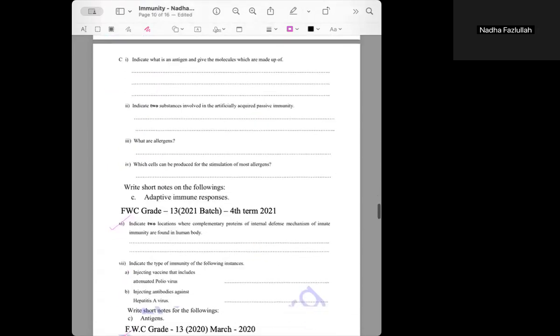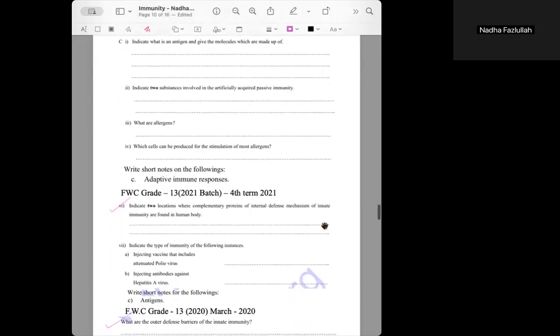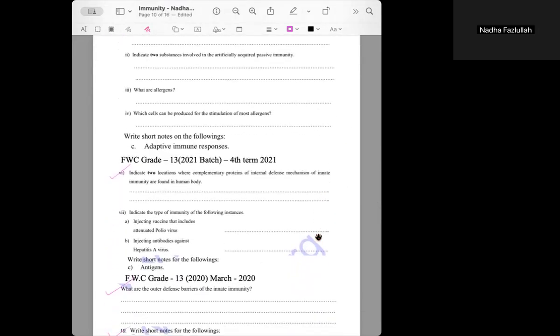Okay, then the next question. So the next question is indicate 2 locations where complement proteins of internal defense mechanism of innate immunity are found in human body. So where are complement proteins found? So complement proteins are a type of antimicrobial proteins. And are they inactive or active? Normally they are inactive. Where can they be found? They can be found in the blood plasma. Okay, write blood plasma, don't just write blood. Write blood plasma, and they can be found in the plasma membranes of cells.